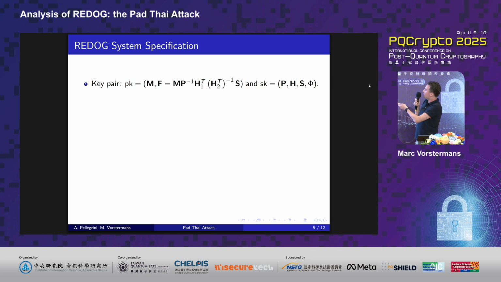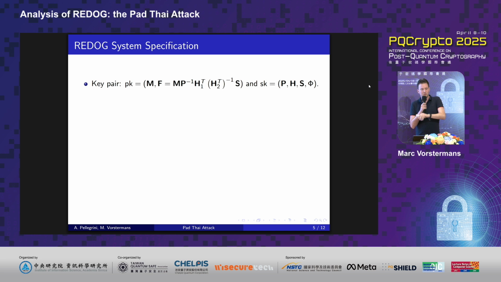So we have the matrix M again. We have the inverse of P, where P is an isometry. We have H1 and H2, and if we concatenate them into a matrix H, then H is the parity check matrix of a Gabidulin code. So that's where the Gabidulin codes come in. And then we still have this matrix S, which is generated in sort of a special way.